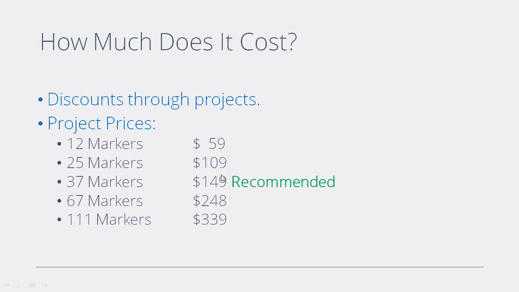And almost everybody can find a project that's relevant to them. The vast majority of our projects are surname projects, but there are also projects for certain geographical areas, heritage projects, et cetera. So certainly you can look for a project that is relevant to you. And we do recommend, like I said, at least the 37 marker level or higher. Some people prefer starting with 67.